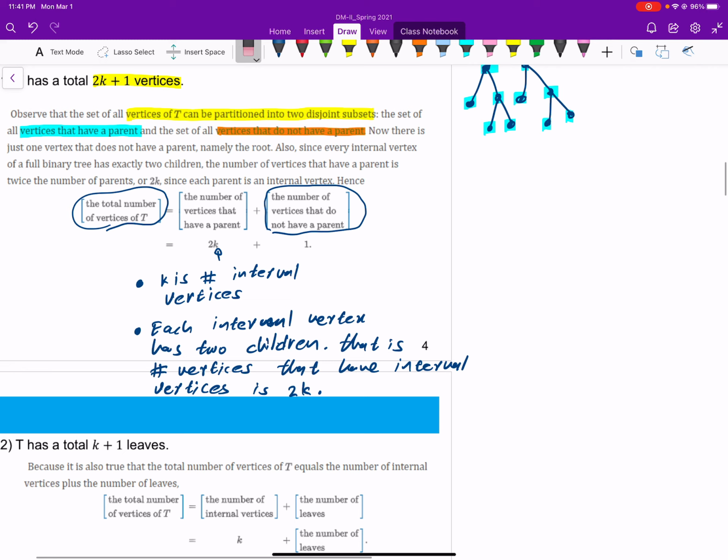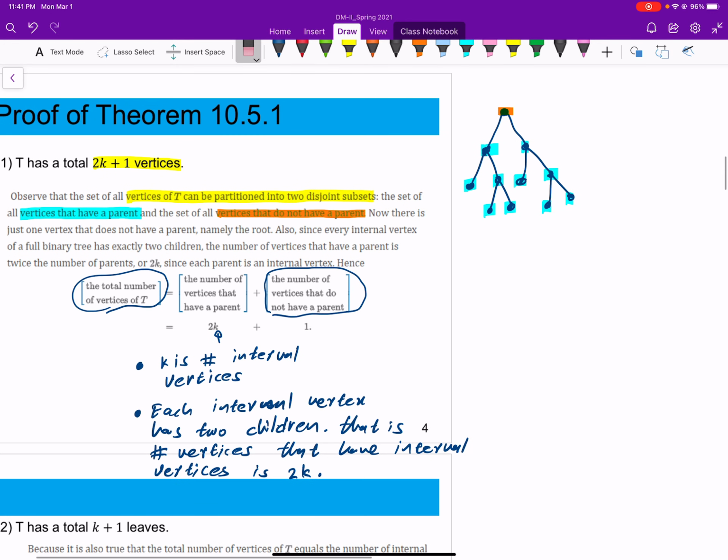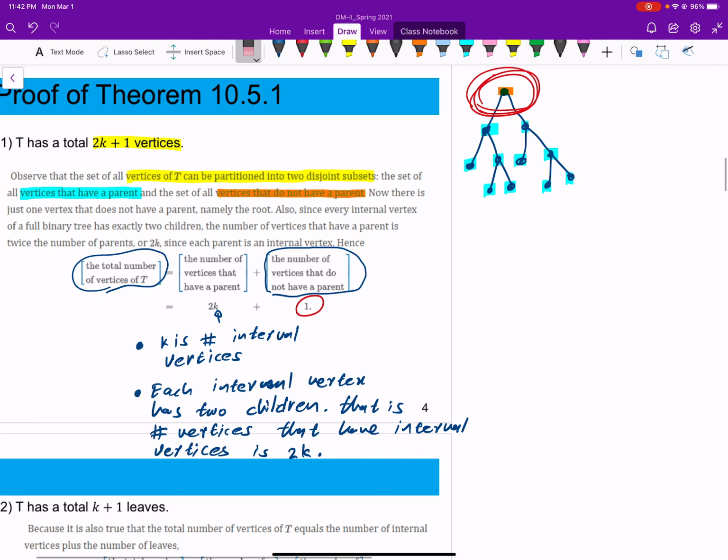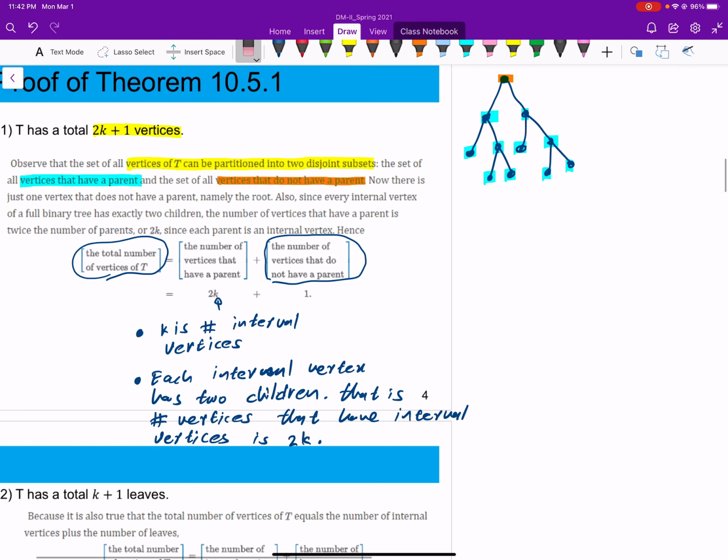Good. Now you have to find the number of vertices that do not have parents. In this tree, there's only one vertex which does not have a parent. That is the root. Okay, it's only the root. The root doesn't have a parent, so it is just one.